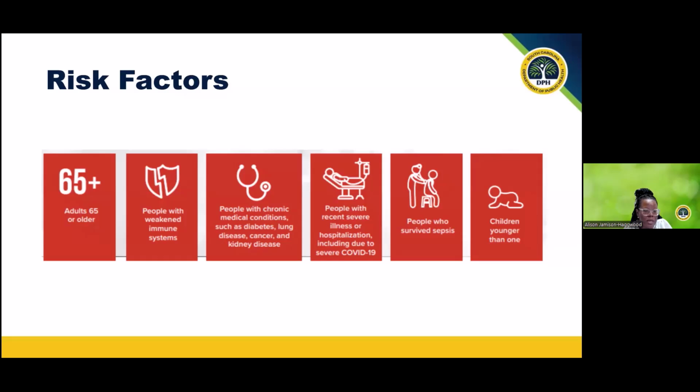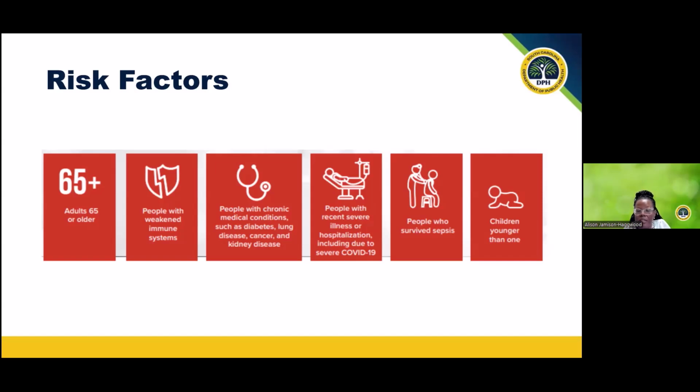We also know that people with weakened immune systems, those who are receiving cancer treatment, have a weakened immune system. People who have diabetes or HIV/AIDS also have a weakened immune system. And then people with recent severe illness or hospitalization, including due to severe COVID-19, are also at risk. And people who survived sepsis, and then children younger than 1.